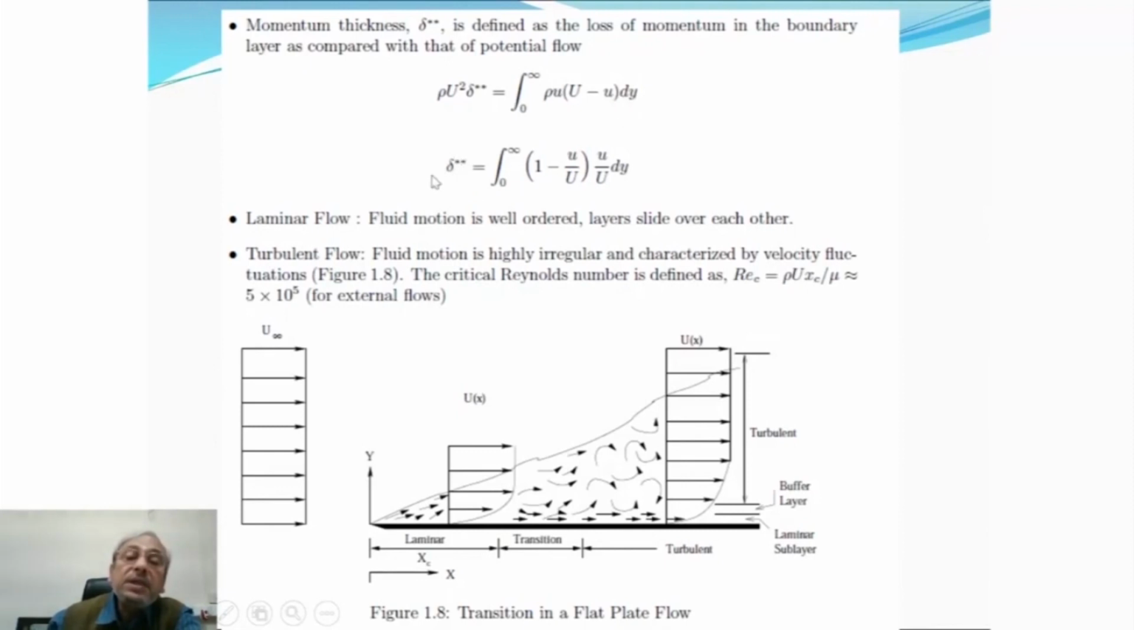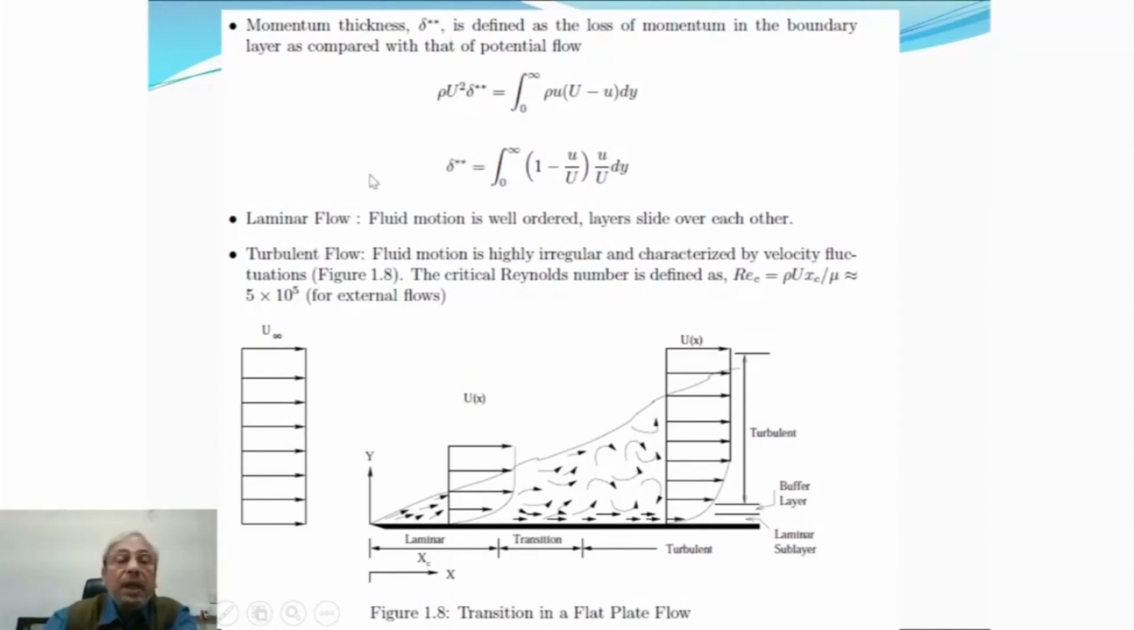So δ**, which is the momentum thickness, is finally given by, if we shift rho U² to the right hand side, we can write δ** equal to the integration of (U − u)/U multiplied by u/U dy, integrated between 0 and infinity. So this is the definition of momentum thickness.